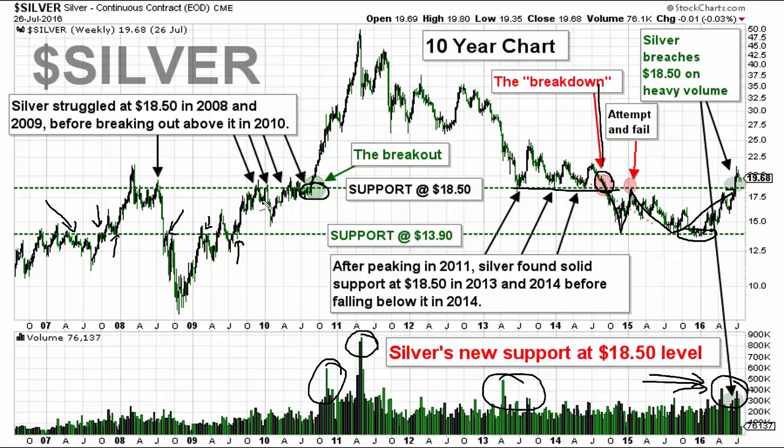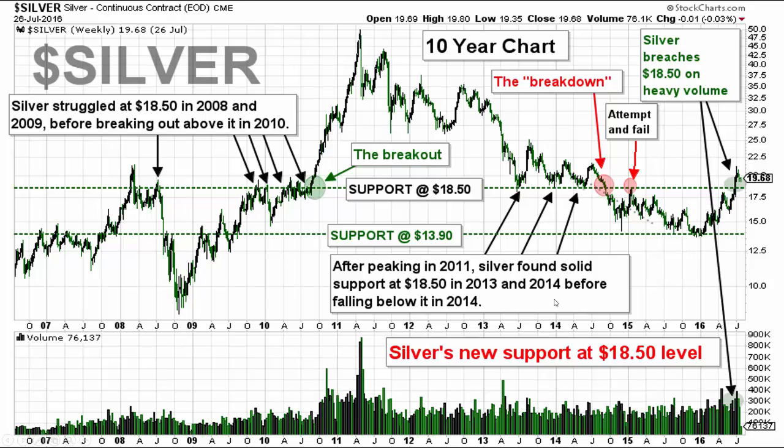Well, you can see here that 1850 became a great area of resistance just before the big, massive rally. So that was a very important area just prior to the big breakout that we saw in 2010 for silver. Well, we've seen it again. We've seen a breach above 1850, and so now we are excited about the future of silver.